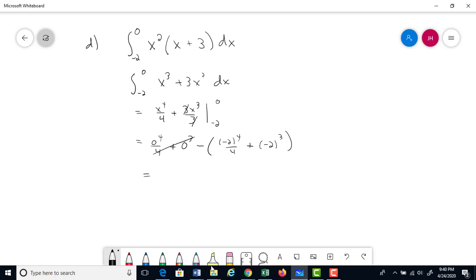So that's 0. So I get minus 16 over 4, and this is going to be a minus 8. So minus 4 minus 8, so minus 4 minus minus 4 is going to be equal to 4. And that's it for that.